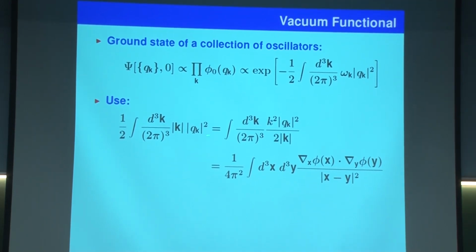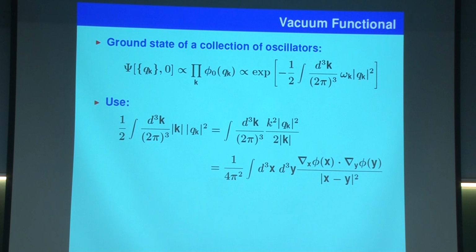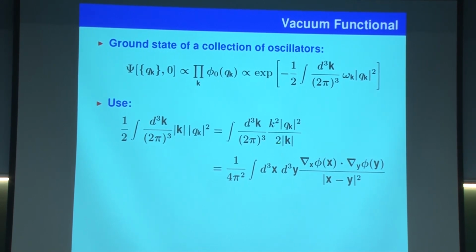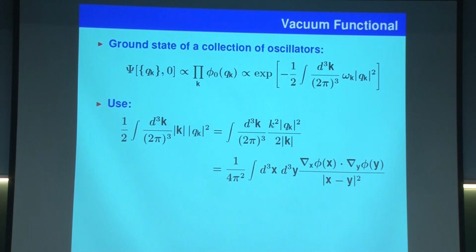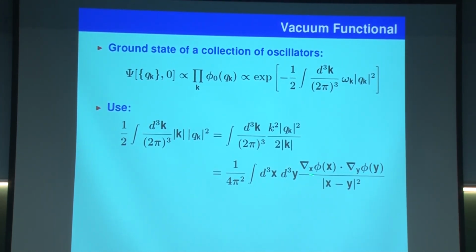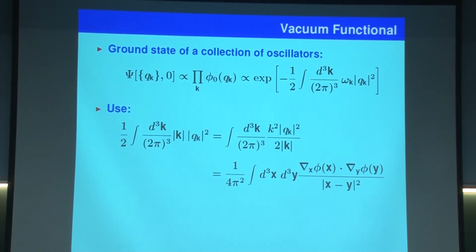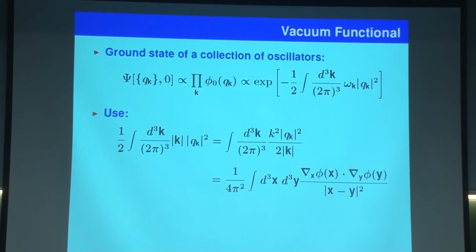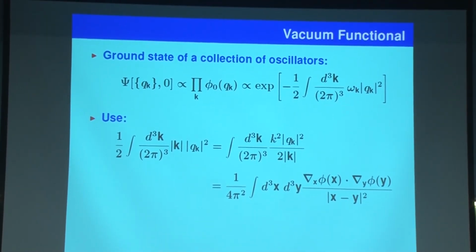So you have a modulus of k times qk square in this integral. So you play a trick and you multiply by k and divide by k. So you get a k square on top and you get a k in the denominator. This half is this half. The reason you do this is that k square qk square, or rather ik qk, is the Fourier transform of the gradient. qk is the Fourier transform of phi. Therefore, ik qk is the Fourier transform of the gradient of phi.